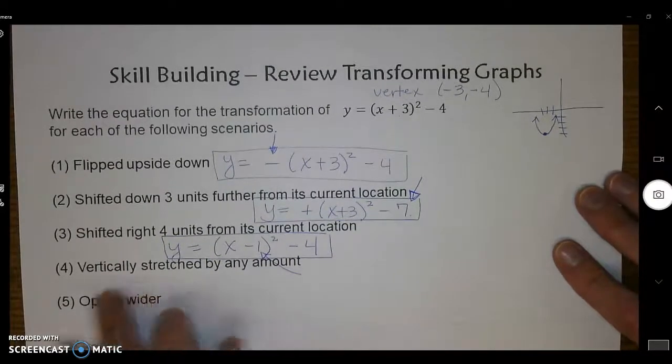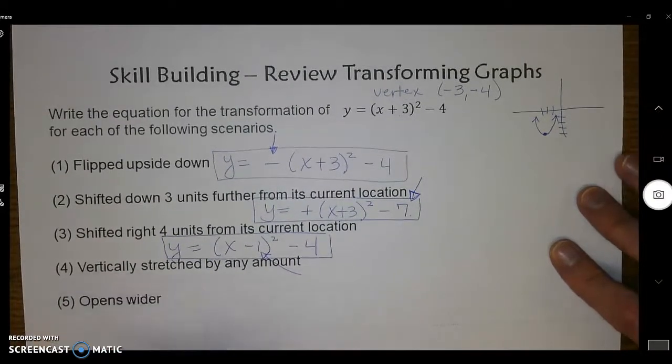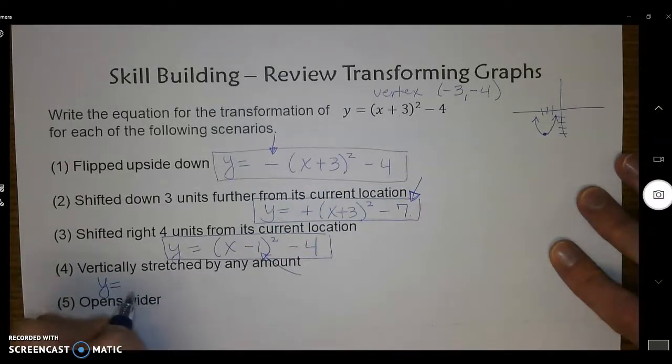Here I want to vertically stretch it. That means I want to grow faster. So that means my a value needs to be anything greater than 1. Let's make it 100 just for fun.